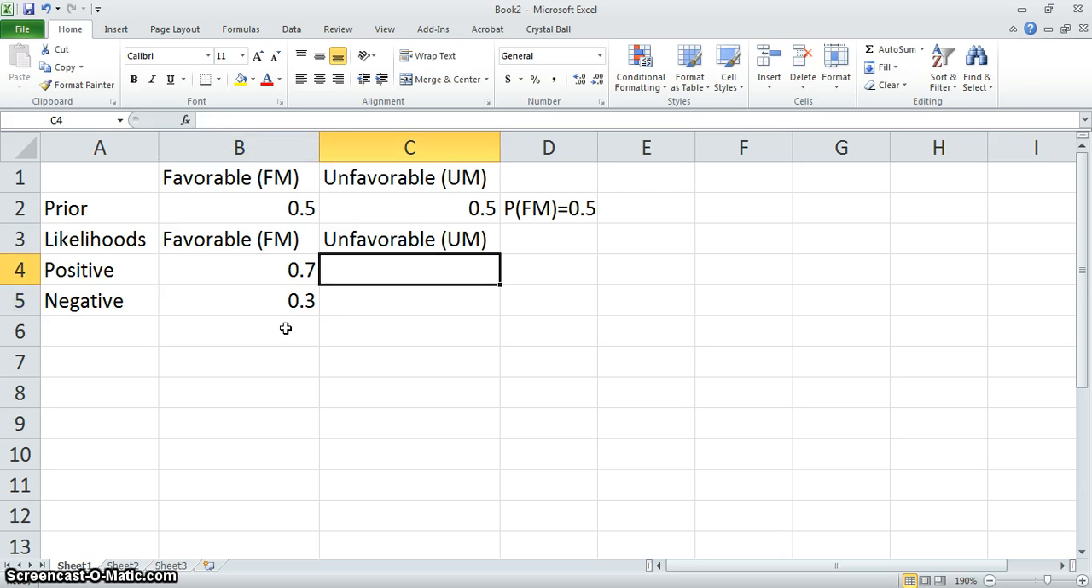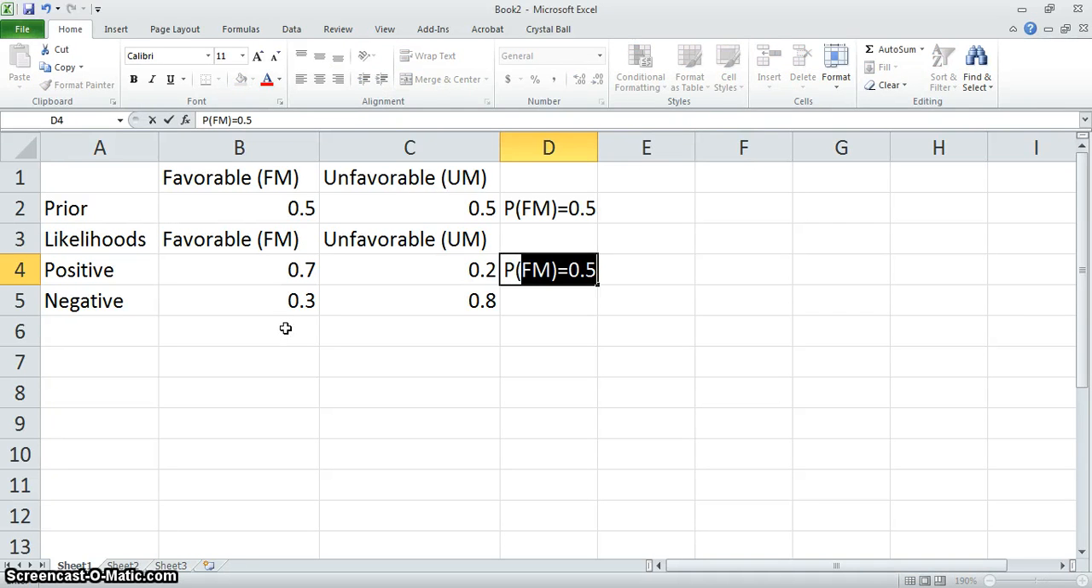In cases where the market ultimately ended up being unfavorable, survey results were positive 20% of the time. So they were negative 80% of the time, but I will enter again a formula 1 minus the cell C4. So now we've got all the information that's given in the problem entered here. In terms of notation, a lot of times what we'll see in the textbook and other sources is these type of probabilities, these likelihoods are conditional probabilities.